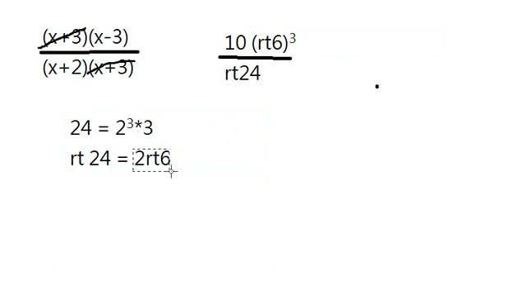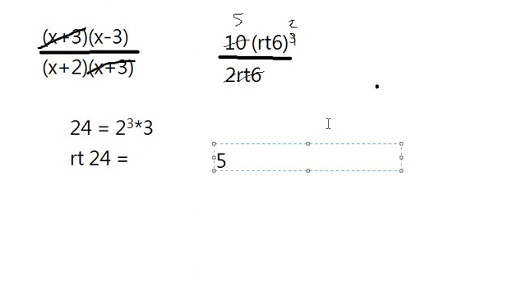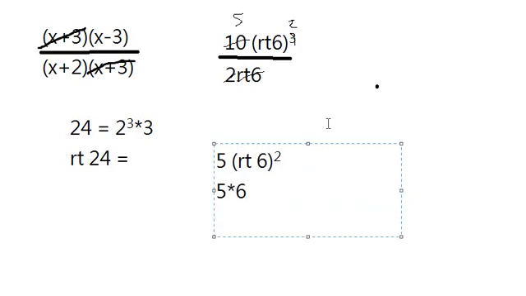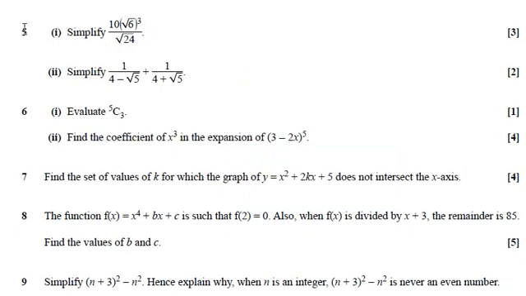So let's do this. Now we have a 2 root 6, and we can cancel. 10 and 2 cancel to get 5, and root 6 cancels out. Remember, this is a cube, so it turns into a square because of the index law. The final answer will be 5 root 6 squared. When you square a root number, you get the number itself, so you get 5 times 6 and you get 30. That is the answer for part 1 of question 5.